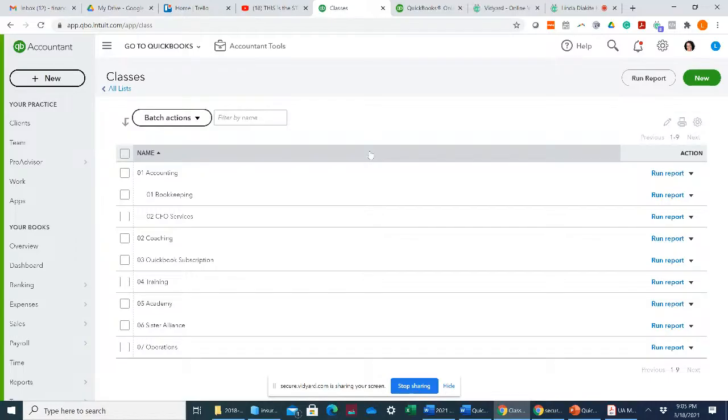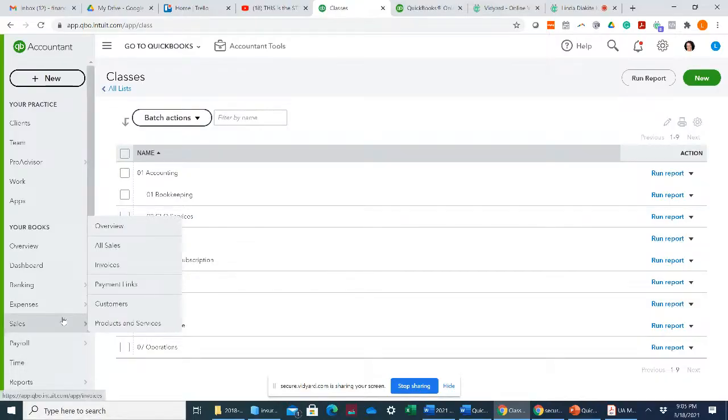So for instance, like I said, if you win that Facebook grant and they want to know, okay, what did you spend the money on? You can just come here, select run report, and it will show you all the transactions that were recorded against that class. So remember, the key is, yes, you set it up here, but you also need to code the transaction. So if you're using the banking function, or if you're creating an invoice or creating a bill, there's the class field.